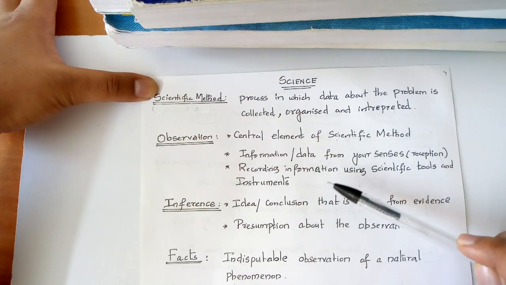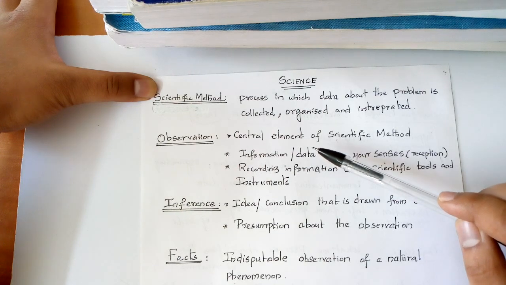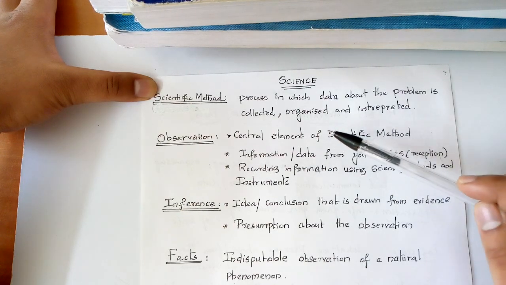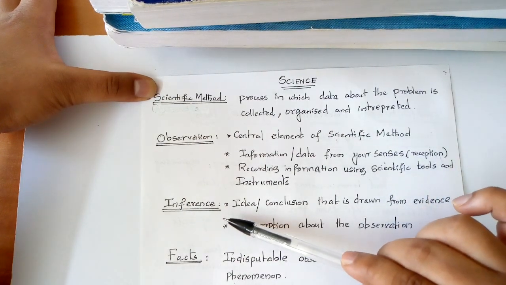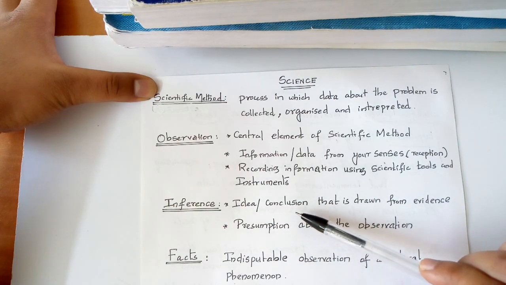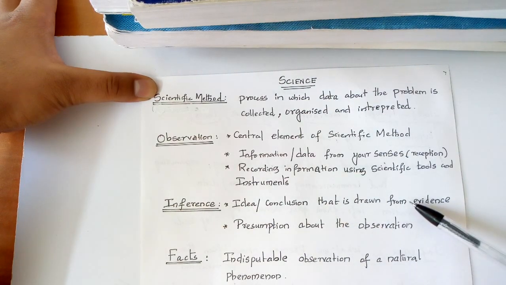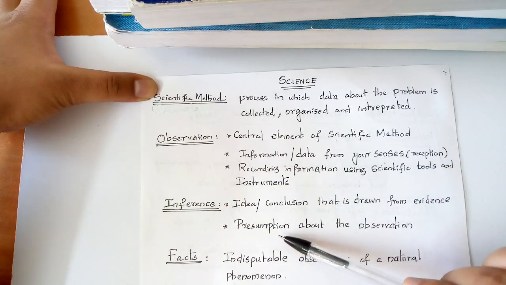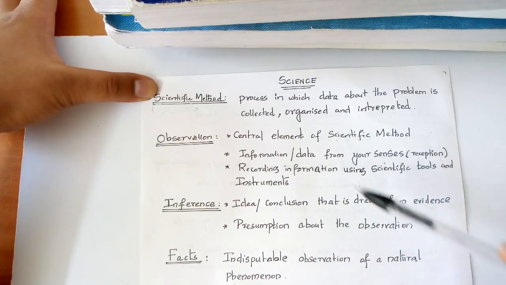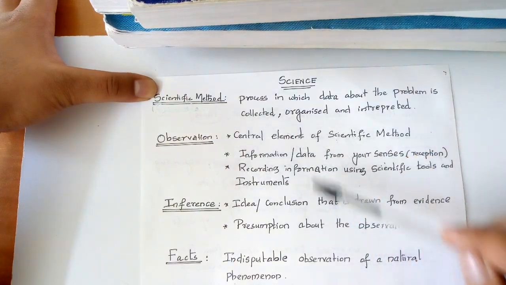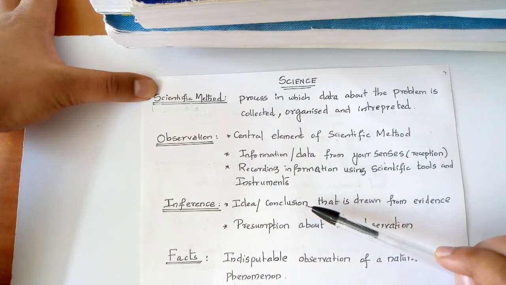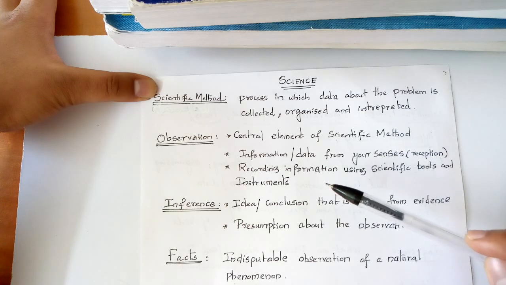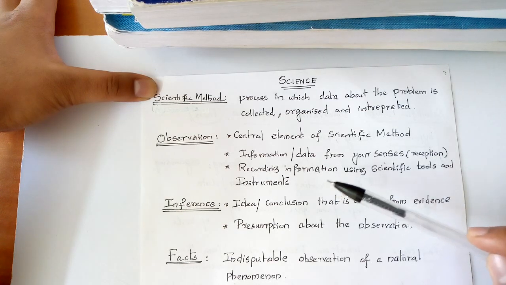And then whenever we are carrying out some experiment or working with the scientific method, we have something called inference. What is inference? The idea or the final conclusion that we get from the evidence and from reasoning, we call it inference. It is nothing but the presumption that we make about the observation that is already made. And all three are the major parts of the experiment that we do, especially in experimental science or any part of the experimental methods.